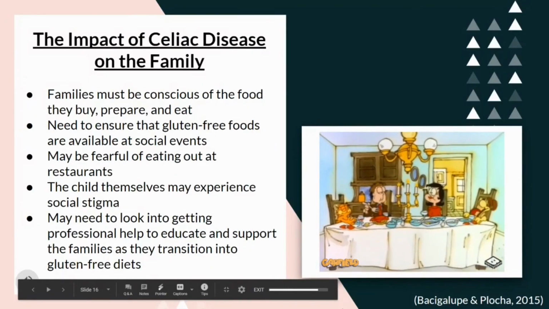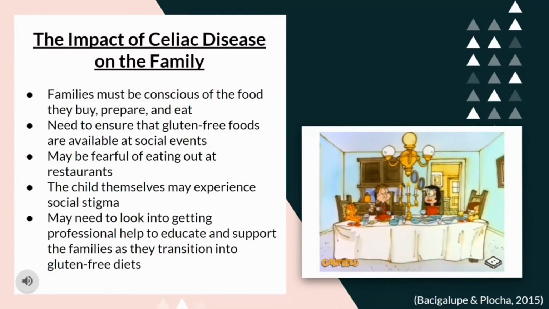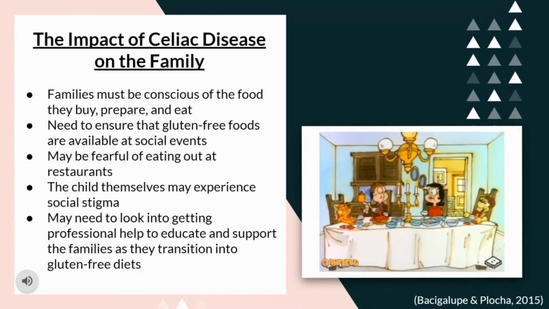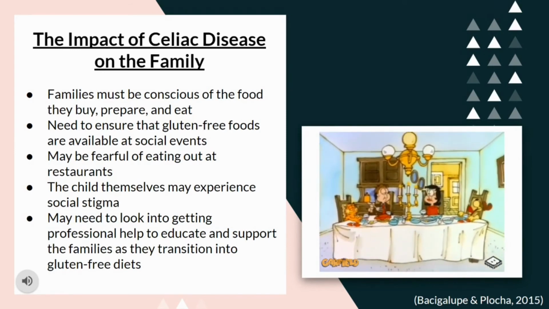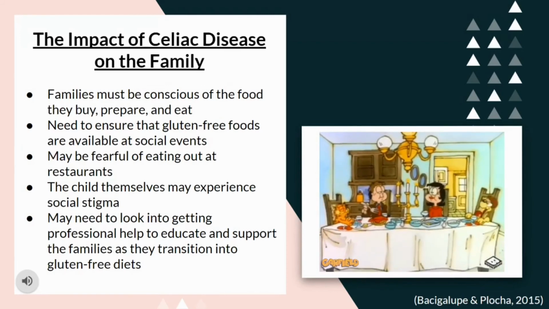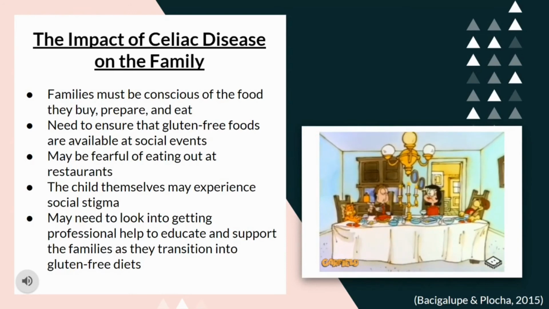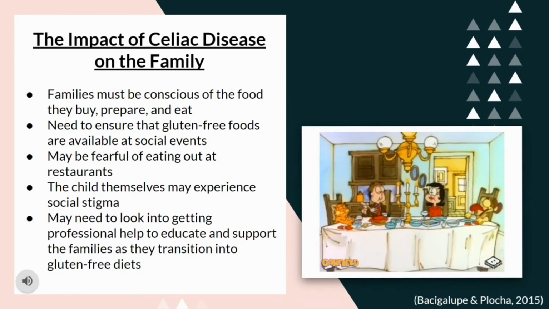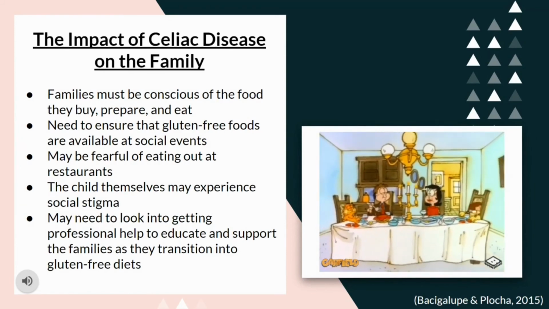It is important that those with celiac disease also avoid cross-contamination of gluten, since even small amounts of gluten can lead to intestinal damage. Therefore, families must be conscious of the foods they buy, prepare, and eat. Families also need to ensure that gluten-free foods are available at social events, or they must bring their own gluten-free foods for the child to eat. Families are often fearful about eating out at restaurants due to the fact that they cannot be certain that the gluten-free foods that the restaurants may offer are not cross-contaminated during preparation. This can lead to families avoiding going out to restaurants entirely.